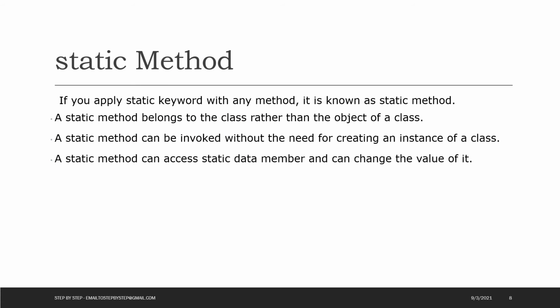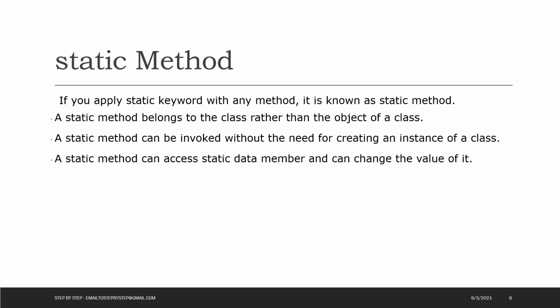If you apply the static keyword with any method, it is known as a static method. Basically, a static method belongs to the class rather than the object of a class. A static method can be invoked without the need of creating an instance of a class. So this is important: you don't need to create an instance of a class for calling a static method. You can directly call the static method using the class name.